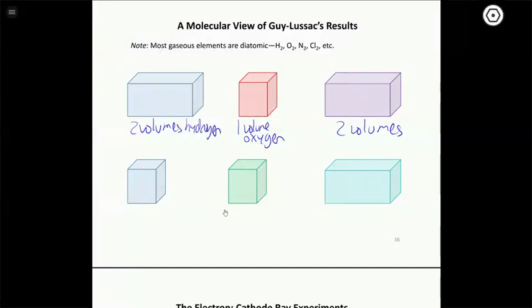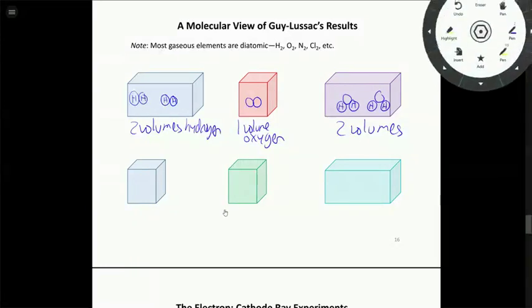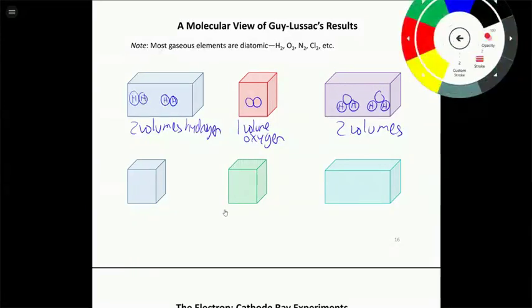So when we have 2 volumes of hydrogen, we have, at the simplest level, 2 hydrogen molecules. And then that combines with 1 volume of oxygen, which would contain just 1 O2 molecule. And that makes 2 volumes of water, which would be 2 molecules of water. Okay? Let me color code this a little bit better because I'm actually not confused about how this works.